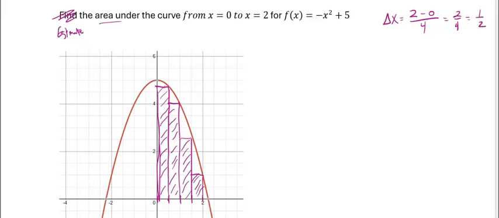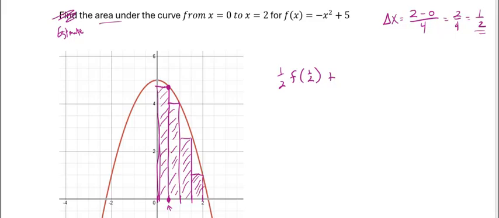What's the height of each rectangle? Well, the height of the first rectangle is the distance from here to the curve. What's the height of the curve? That would be the input of this x value here, which is a half, right? Times the width, which is a half.